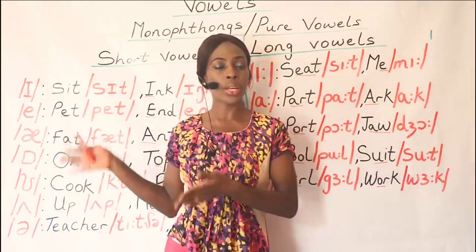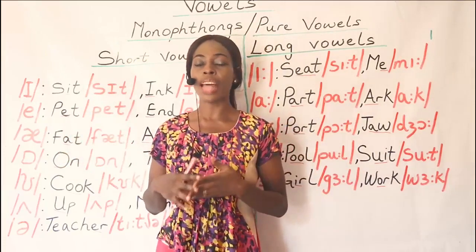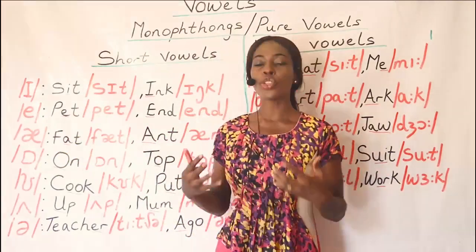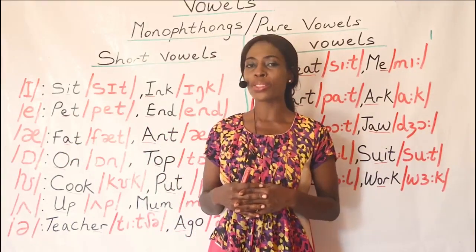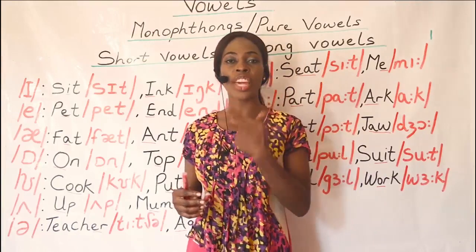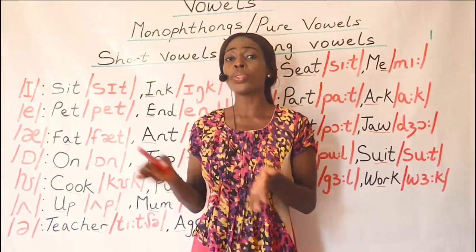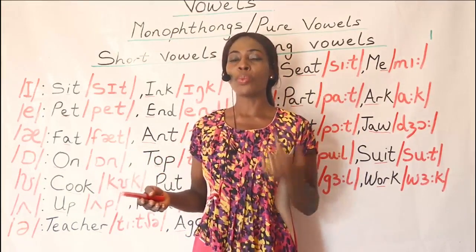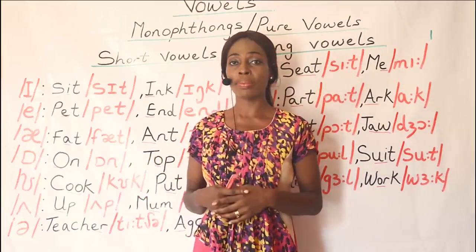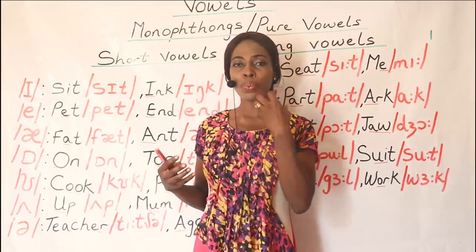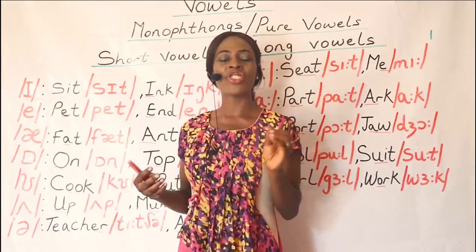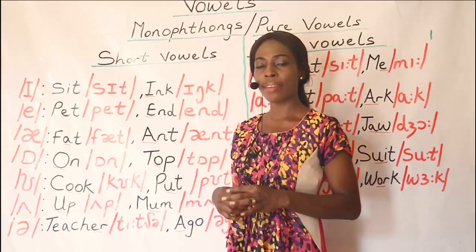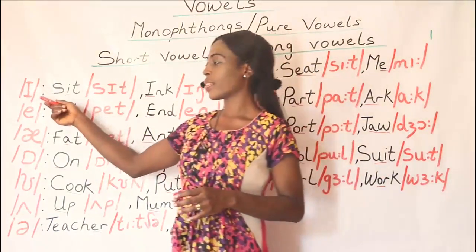Let's run quickly again through the sounds, and I want you to repeat after me. I'll give you time to repeat. Don't forget, when you're producing vowels, you must be conscious of the shape of your lips, because you could be thinking you're pronouncing the sound, but the shape of your lips is saying another thing. So if you want to pronounce the sounds, make sure you position the shape of your lips well. Okay, let's run through the seven short vowels again.